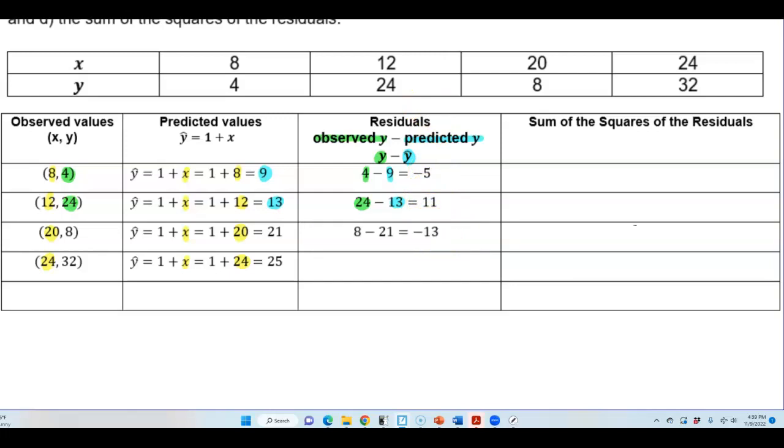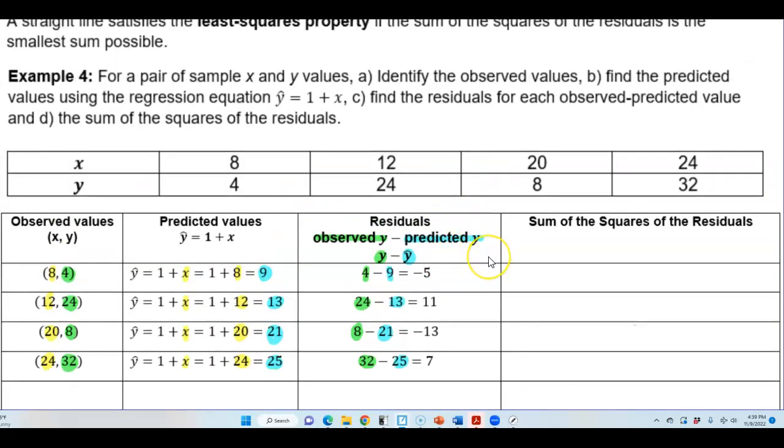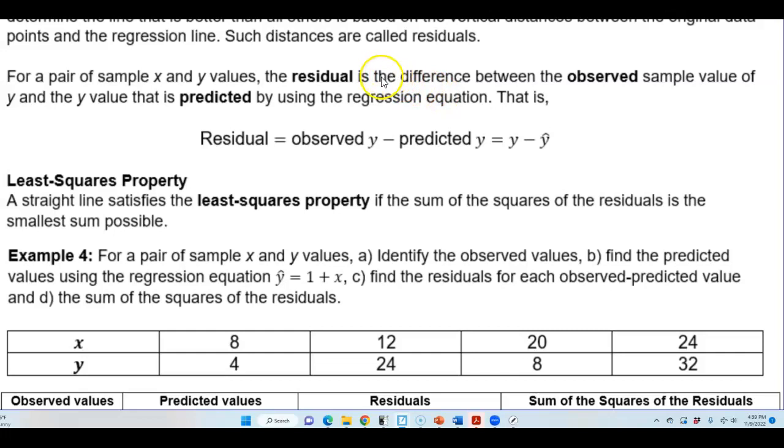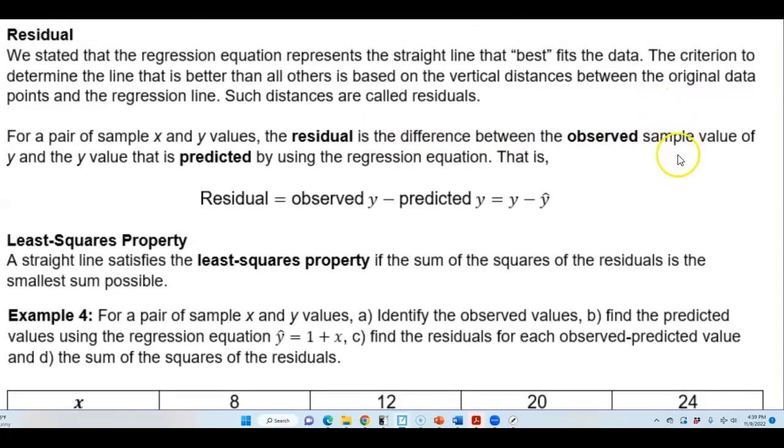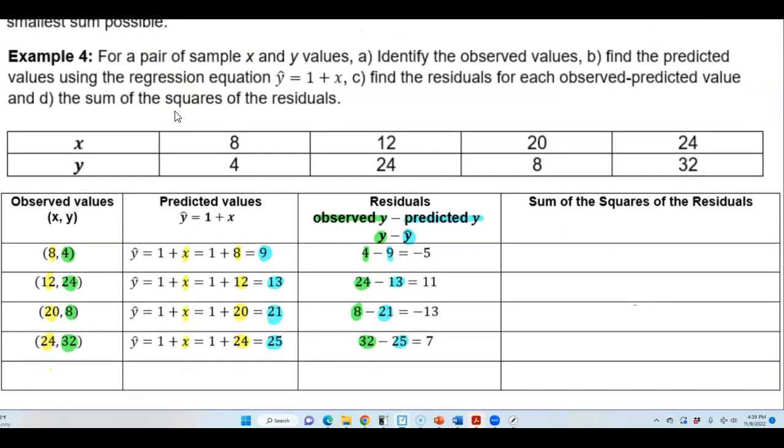Next, we're going to take the observed y value of 8, and then subtract the predicted value of 21. And 8 minus 21 gives us a residual of negative 13. Lastly, we're going to take the observed y value of 32, and then subtract the predicted value of 25, and that equals 7. So again, if we come back up here, what is a residual? If you recall, the residual is the difference between the observed sample value and the predicted value, and it is based on the vertical distance between the original points and the regression line.